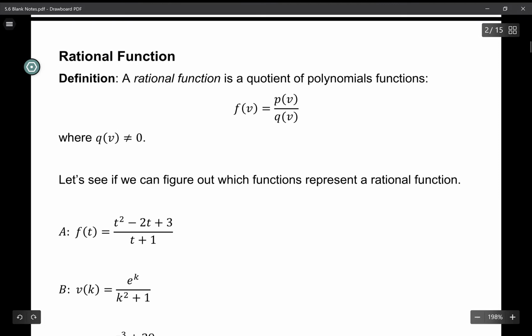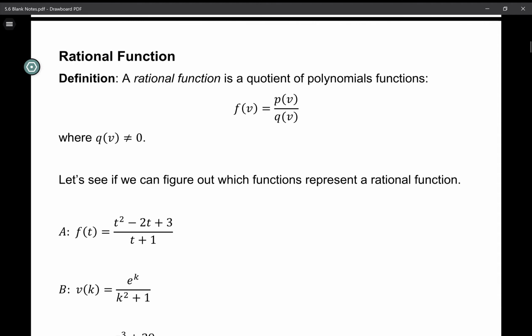First, let's talk about what it means to be a rational function. A rational function is a quotient of polynomial functions, where the denominator, q of x, cannot equal 0. So what does that mean? It means we need to make sure that the numerator is a polynomial and the denominator is a polynomial. Remember we talked in the previous video about what it means to be a polynomial: you need to have real number coefficients and whole number exponents.